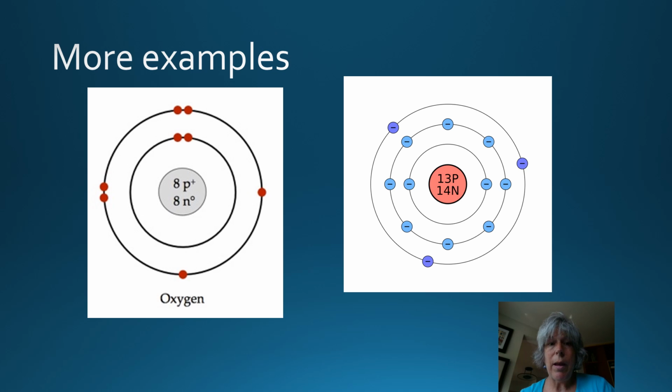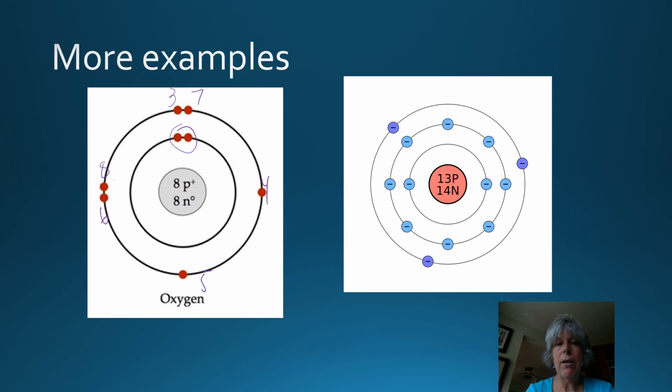So a couple more examples. You see oxygen on the left. Oxygen has 8 protons, 8 neutrons, 8 electrons. See if you can check it out on the periodic table and figure out why there are 8 protons, 8 neutrons, and 8 electrons. You'll also know that the first 2 electrons go in the inside ring, and then electrons 3, 4, 5, 6, 7, and 8 go on the outside ring.